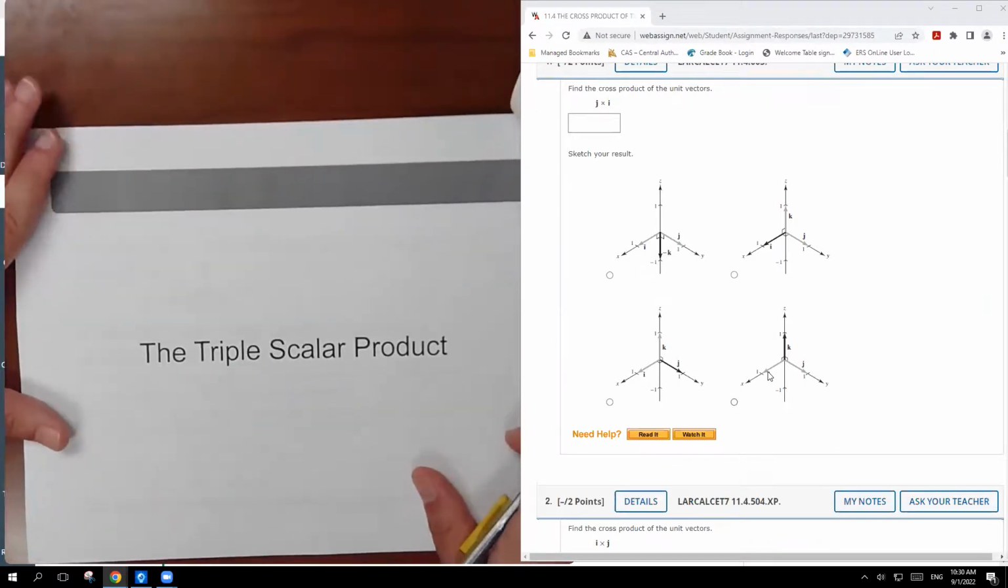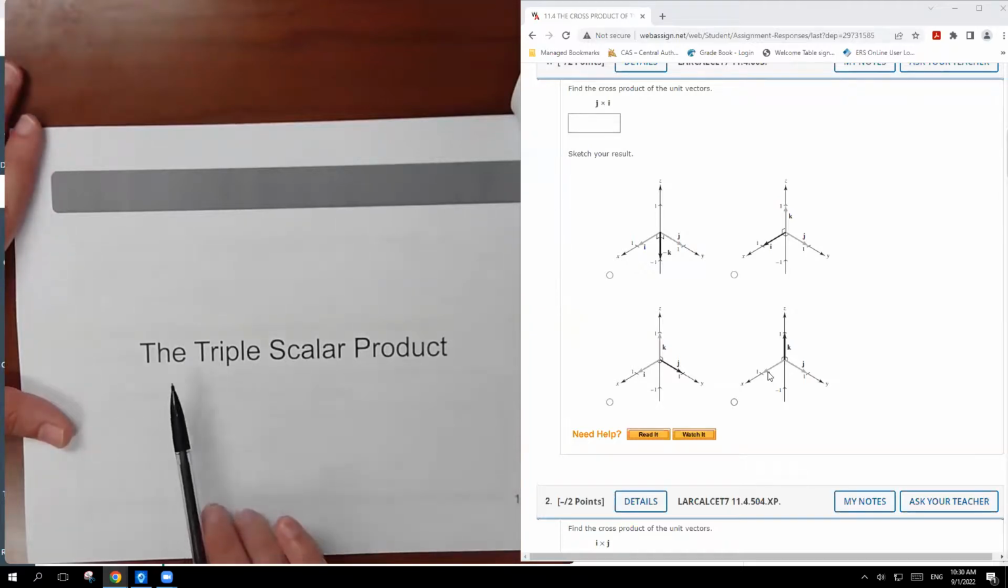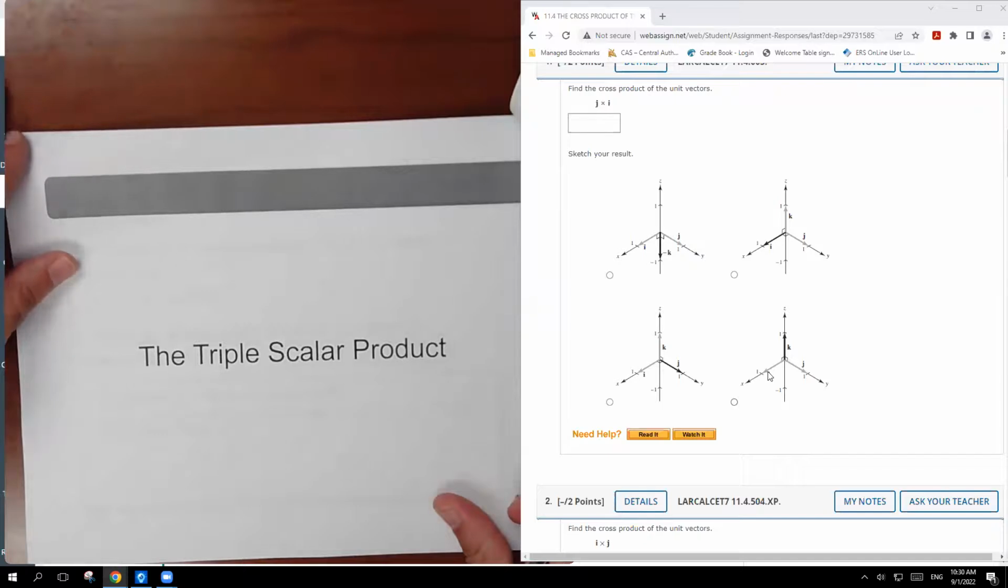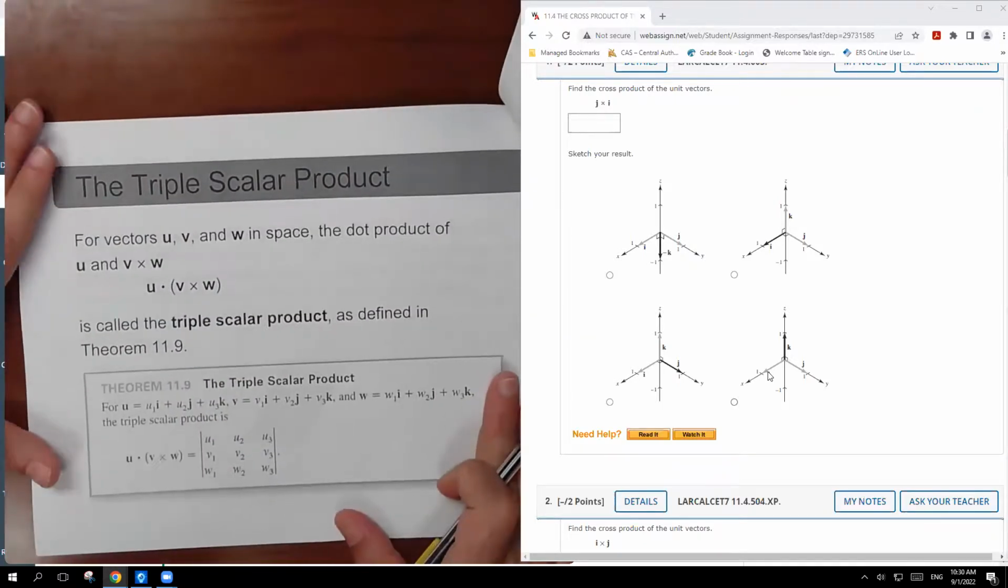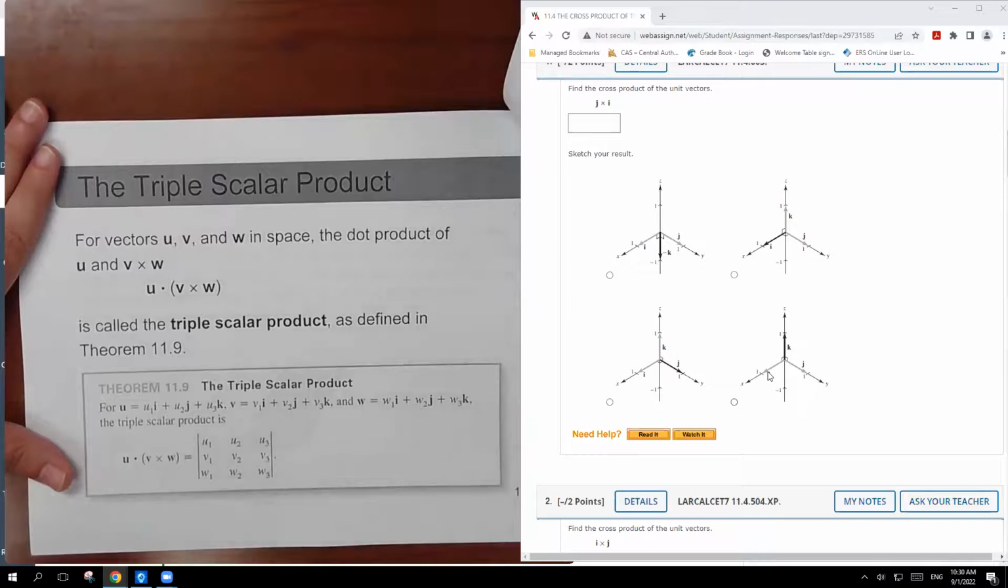So here's another important thing, to find the volume. There's another product called the triple scalar product. Let's go back here. So you see, now we have three vectors. How are we going to multiply these three vectors? It's U times the cross product between V and W.